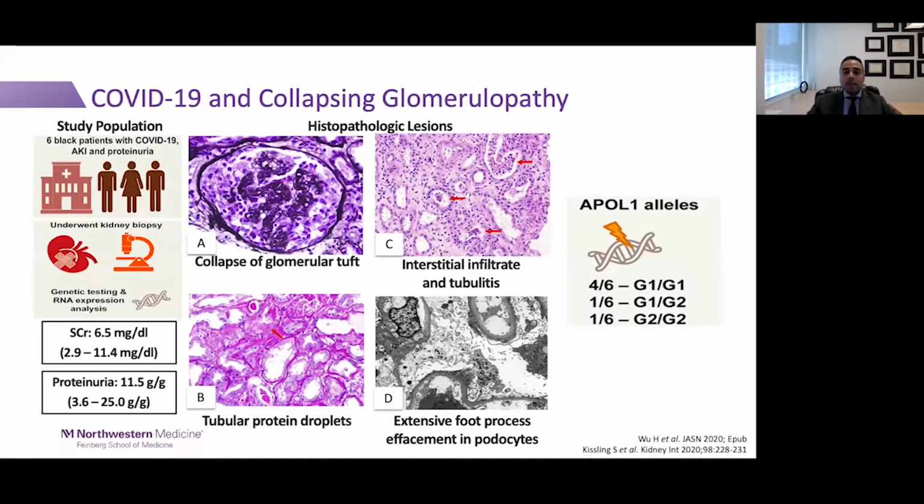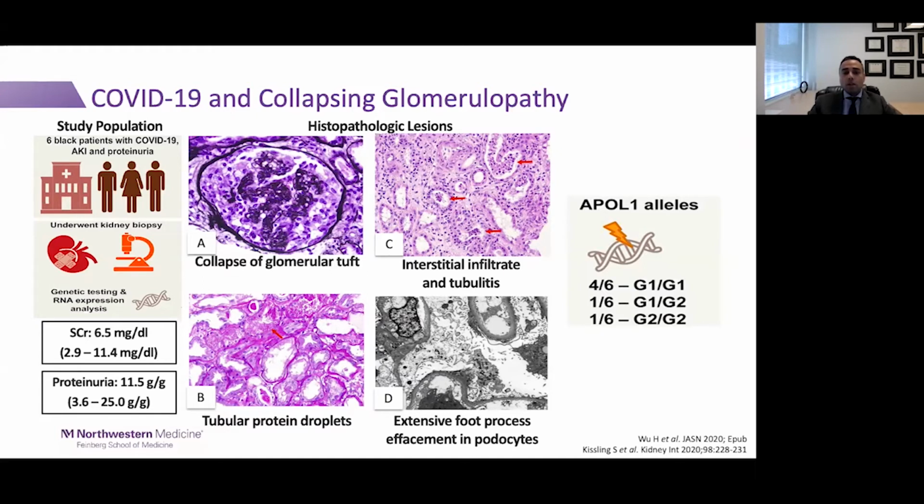What we have seen is a bit of a dramatic presentation of acute kidney injury as well. So this is a case series of 6 individuals with COVID-19 who had a very dramatic presentation in the sense that their creatinine was severely elevated and they had massive levels of proteinuria. A normal amount of proteinuria per day in someone without kidney disease or kidney dysfunction would be under 200 milligrams per day. And these individuals, on the median, had 11.5 grams.